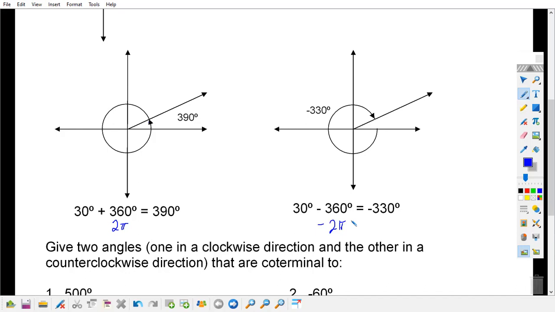But in theory, could you find more? Yes, you could, because you can go around in a circle multiple times. So I could keep adding 360 and I can keep subtracting 360. That's why there's infinite coterminals. Does that make sense?